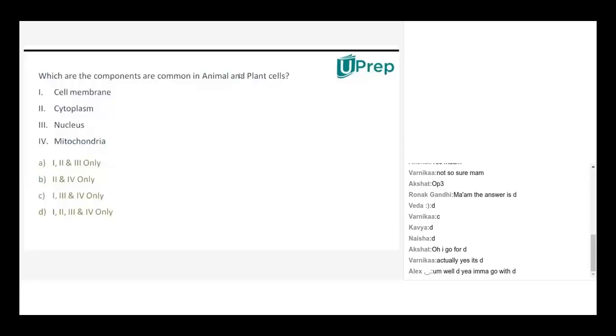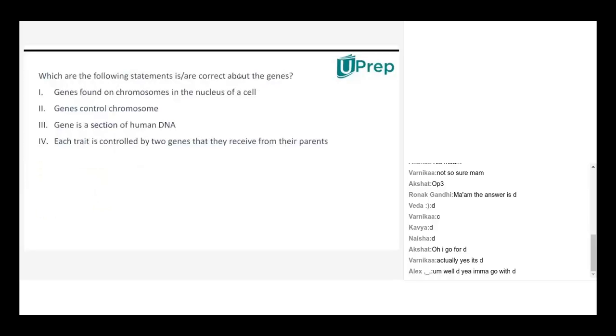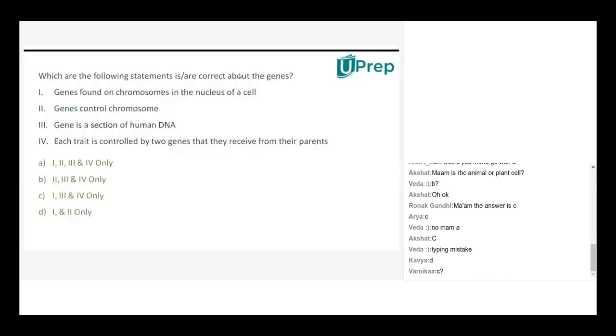Okay. So for mitochondria, don't get into the misconception that you will find mitochondria only in animal cells. You find mitochondria even in plant cells. What will mitochondria do? It will give energy, isn't it? So even plant cells will also need energy. So all the 3 you will find in plant and animal cells, and the 4th one, mitochondria, you will also find in plant and animal cells. Okay. Then next question.